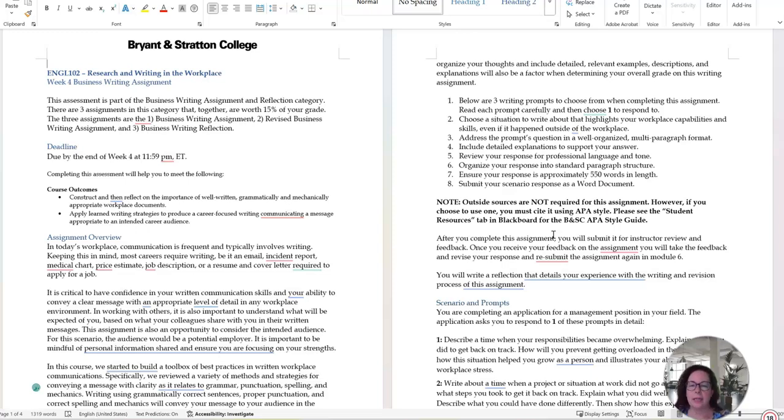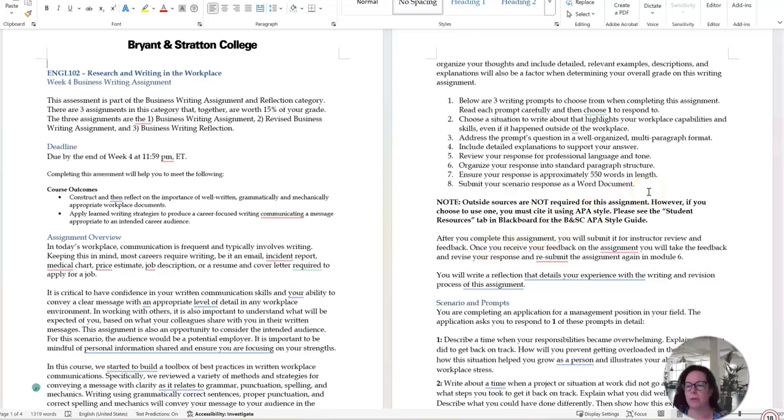You're going to include detailed explanations to support your answer. You want to review that, make sure, because this is going to be a professional document, okay? So you want to think about what is the language that you would use in a professional document, the tone that you would use. So we're going to be using, of course, standard paragraph structure.